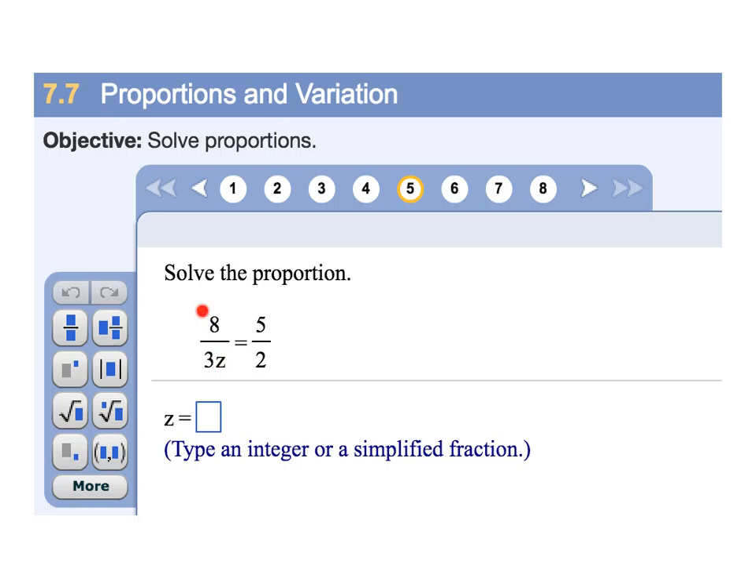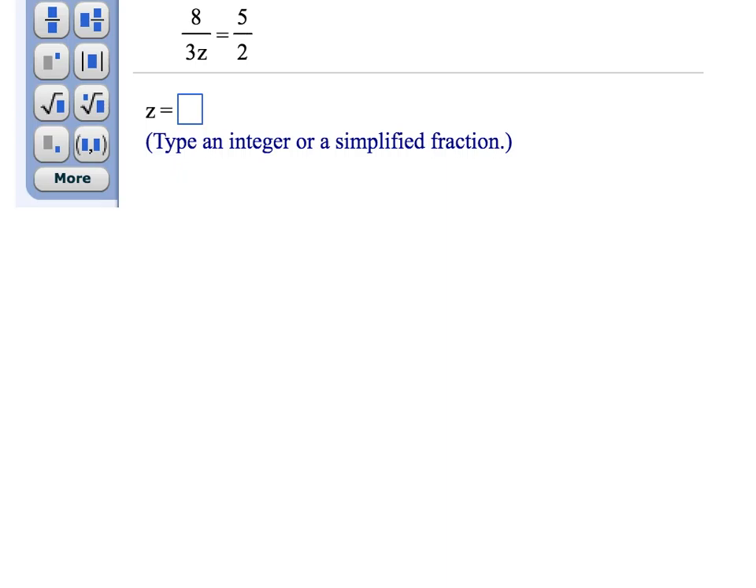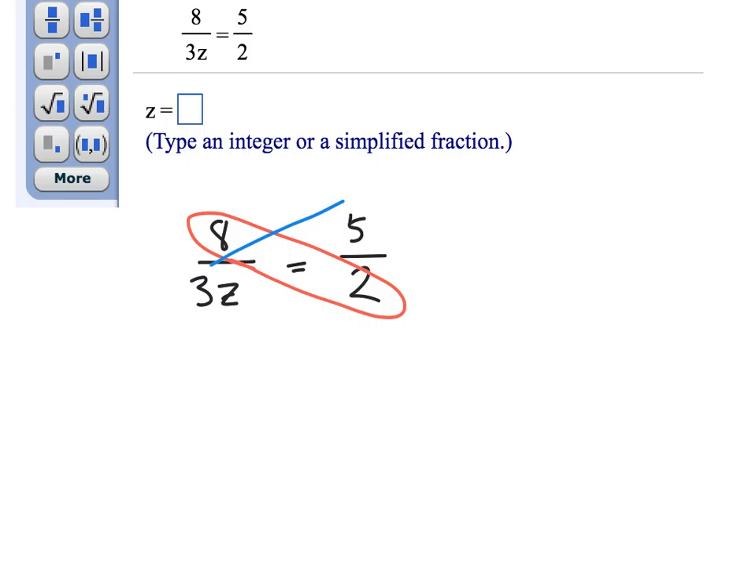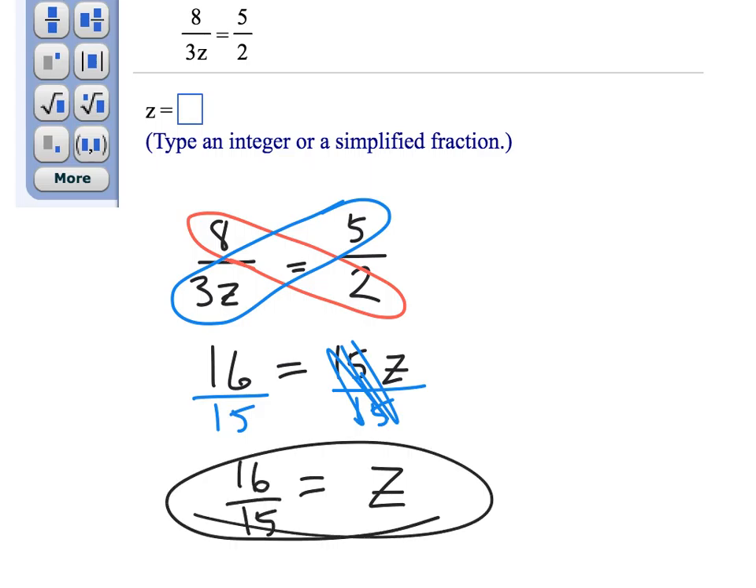So on this one, we have a fraction equal to another fraction, and I'm going to tell you on this one, it really looks like the algebra method is probably the easier of the two methods. So we're going to do the cross products. So you've got 8 times 2 is going to equal 5 times 3z. So you've got 16 is equal to 15z. We're going to divide both sides by 15 because we want to get z all by itself. So the 15s go away, and you get z is equal to 16/15, and that is your answer.